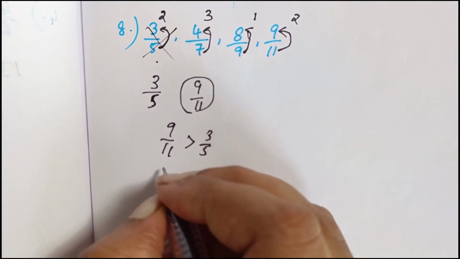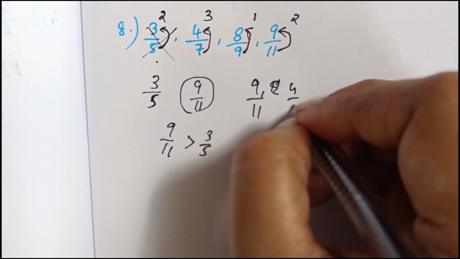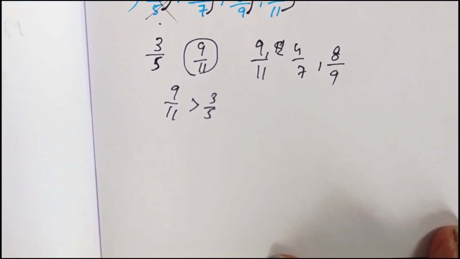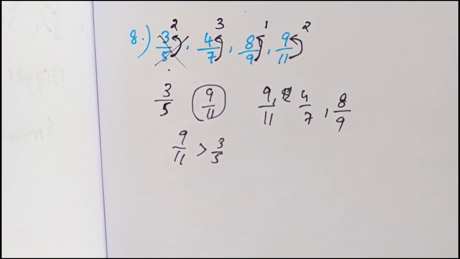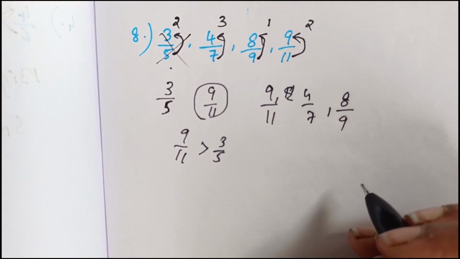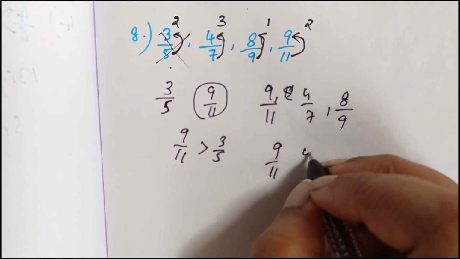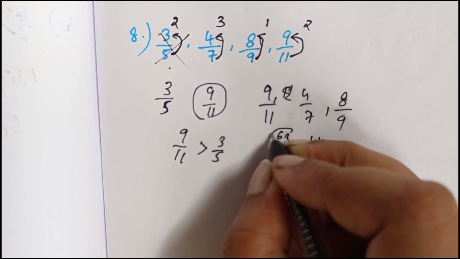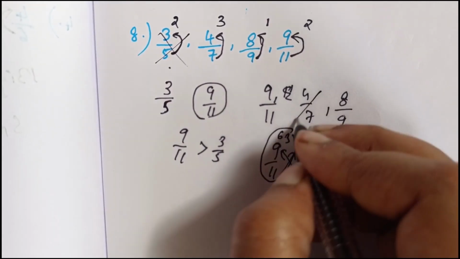Now we have 9 by 11, 4 by 7 and 8 by 9. Now which fraction is bigger among these three? So we can use the cross multiply method here because we don't have any of the other cases we have seen earlier. So we can use the cross multiplication. 9 by 11 and 4 by 7. 11 into 4, 44. 7 into 9, 63. So still 9 by 11 is greater than 4 by 7. So we can rule out the case of 4 by 7.